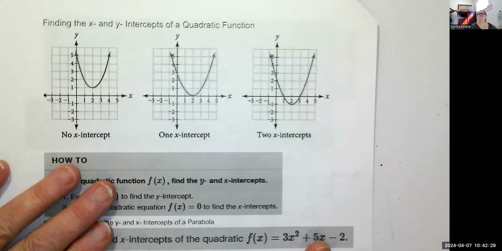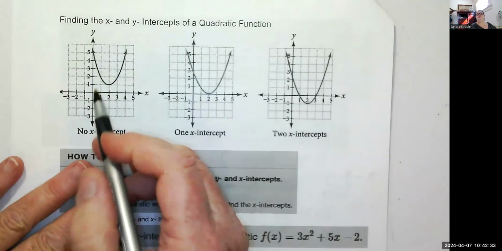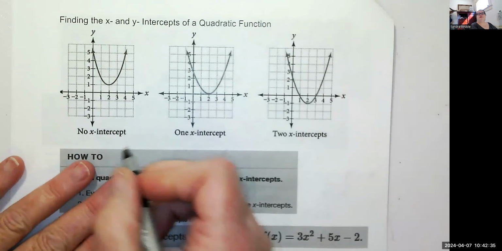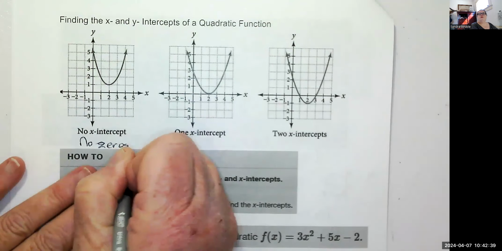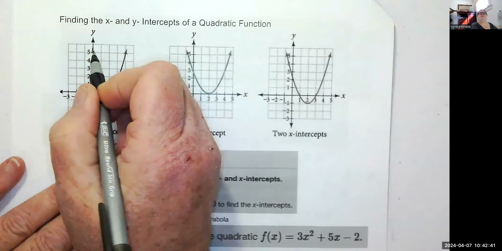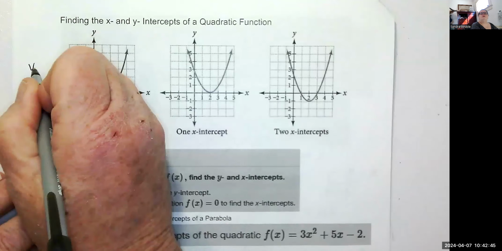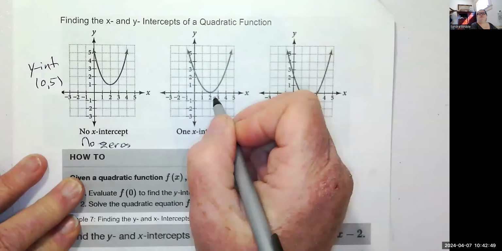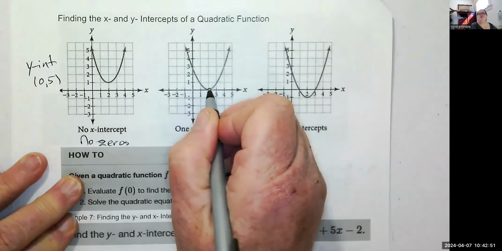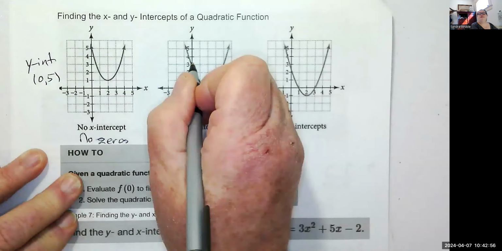Find the x and y intercepts of a quadratic function. Well, this one doesn't have any x-intercepts. The other word for x-intercept is zeros. So no zeros. The y-intercept is just (0, 5). For this one, there's one x-intercept, and that's at (2, 0). The y-intercept is at (0, 3).